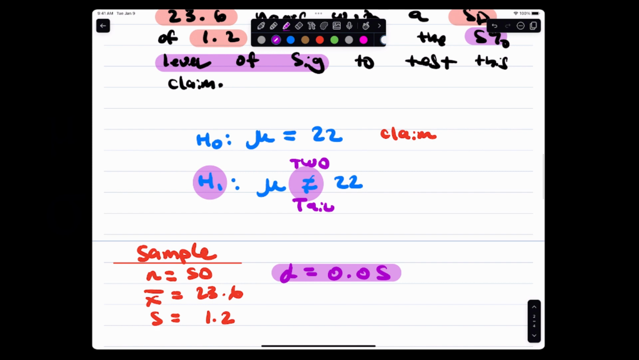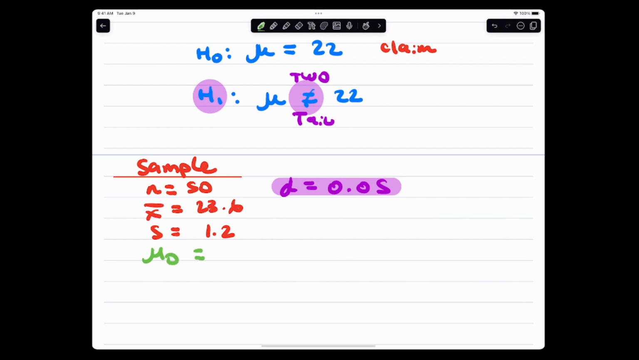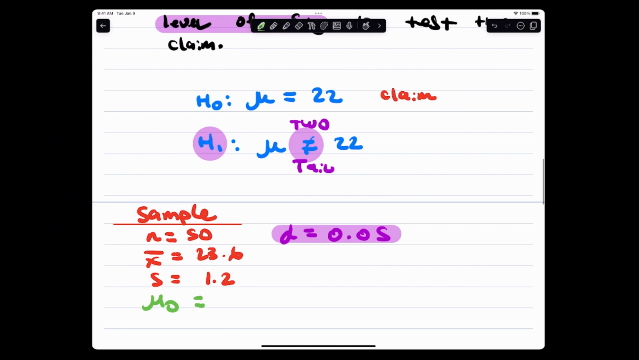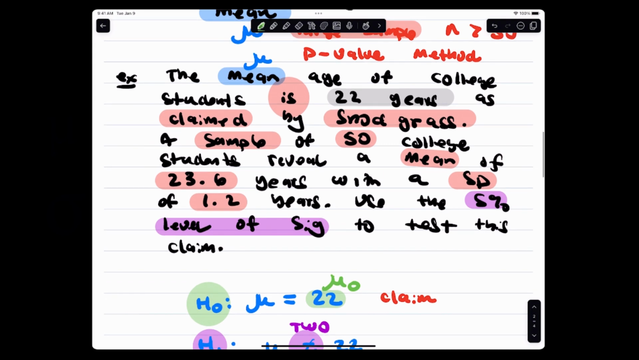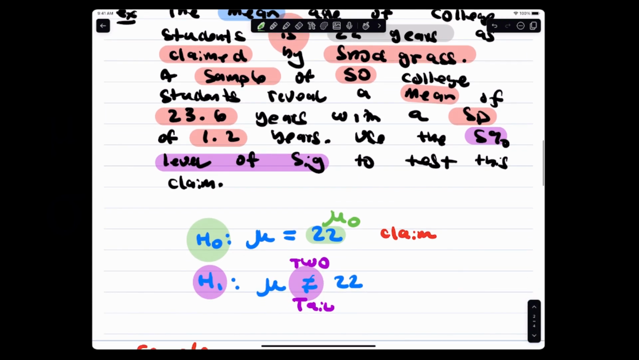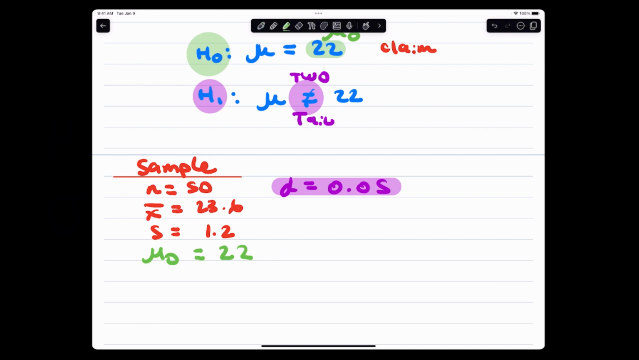Level of significance. Now, what you need to do is this. We need something known as mu naught, just like you had p naught. What do you guys think mu naught is? Mu naught, ladies and gentlemen, is the mean in the null hypothesis. Mu naught here is 22. Not a percentage. You know why? Because this is not a proportion. Proportions are not the same as the mean. This is a different parameter value. So then mu naught equals what? 22.